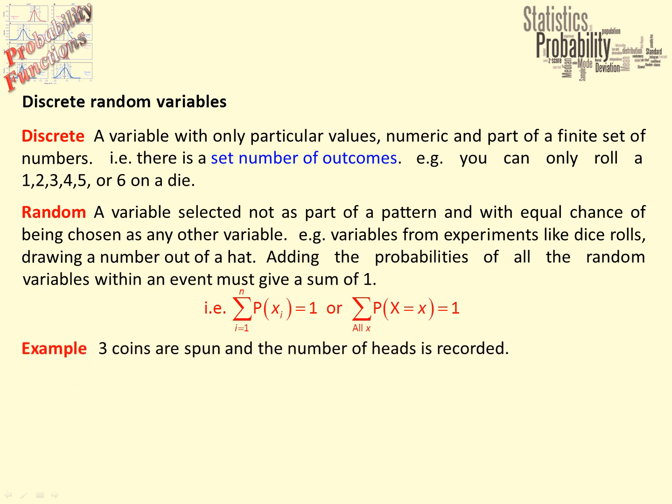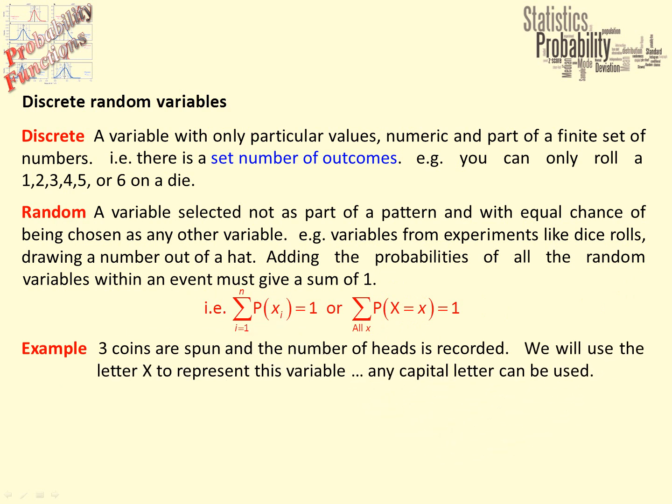An example: 3 coins spun, number of heads recorded. We're going to use capital letter X, in other words, the uppercase, to represent this variable. Any capital letter, uppercase letter can be used. What are the possible values that X can take on? Well, we're spinning 3 coins. So 0, 1, 2, or 3 is the number of heads we could obtain. Those are the little x values, and the variable big X can be equal to any of those little x values.